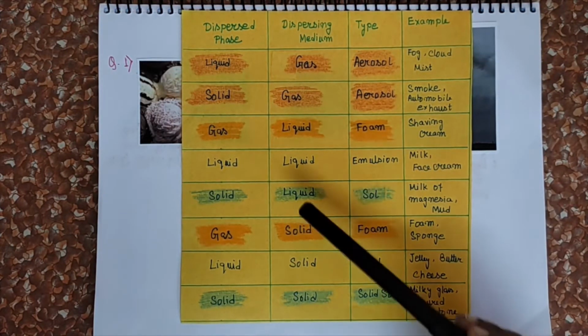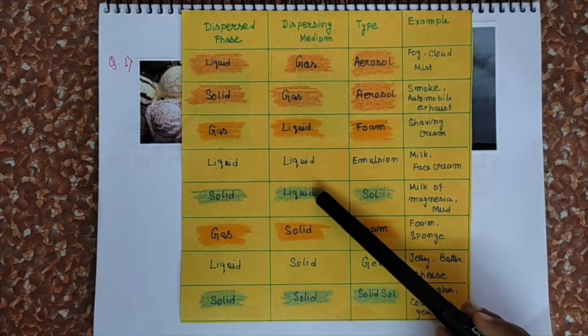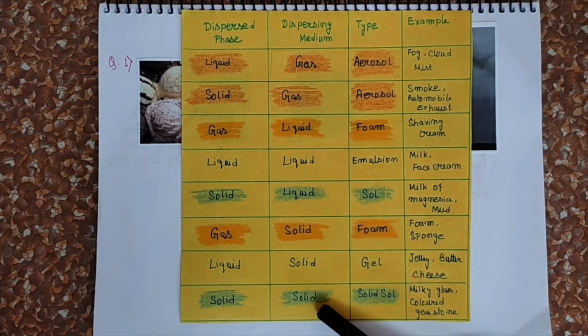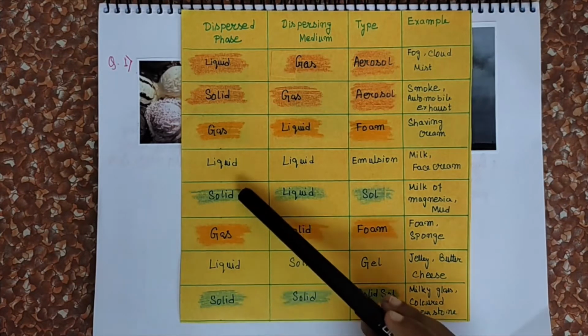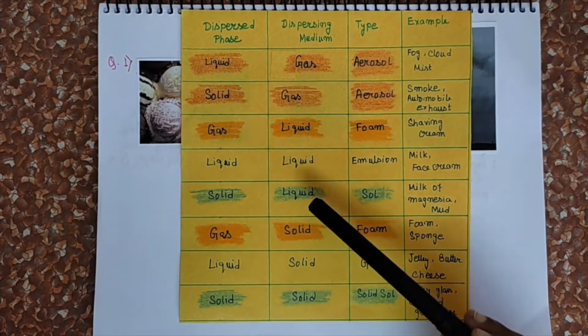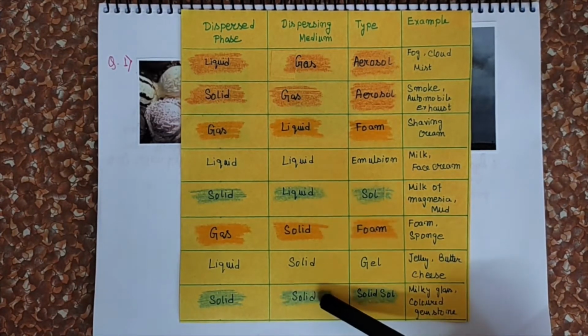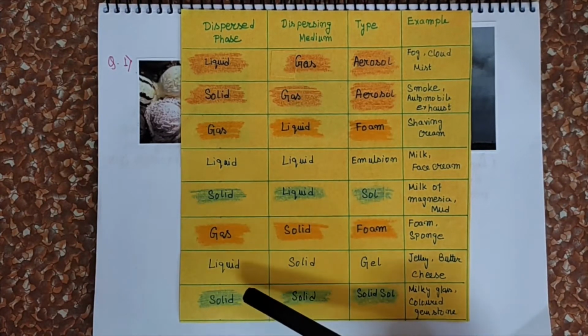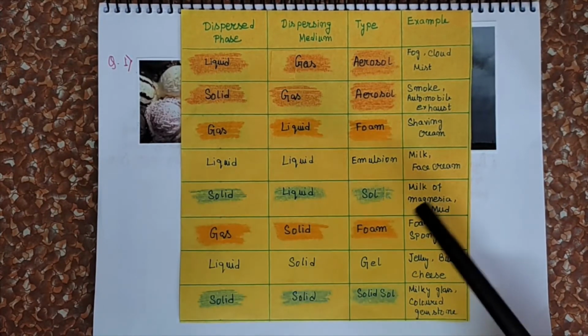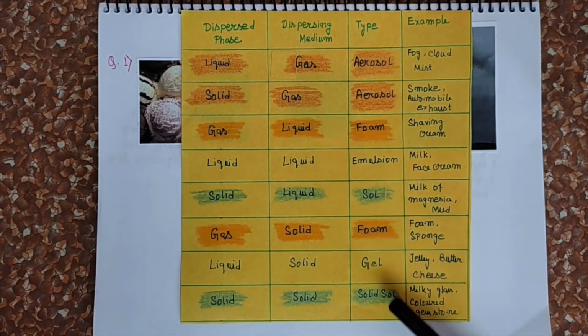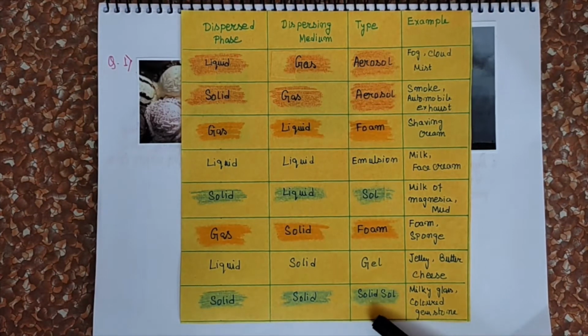Now the next one: when the dispersing medium is either liquid or solid, but the dispersed phase is the same, both are solid. So it will be sol. In both cases this will be sol. And why is it written solid sol? Because here both the dispersed phase and the dispersing medium are solid. That is why this is written solid sol. Actually this is nothing but sol only.